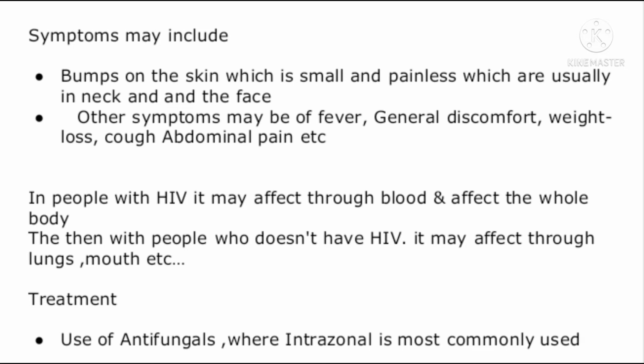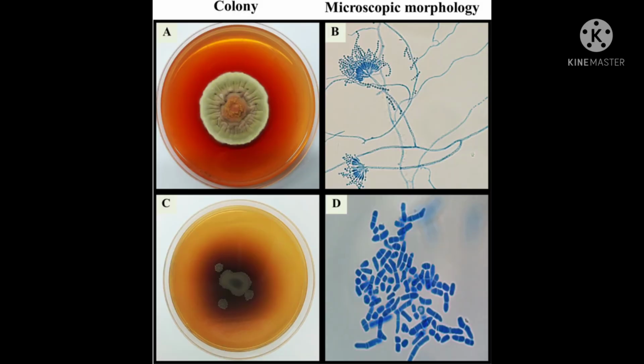Other antifungal medicines that can be used include itraconazole by itself or voriconazole. In the following figure, we can observe how bumps are produced due to penicilliosis. And this is a penicilliosis causing organism, Penicillium.